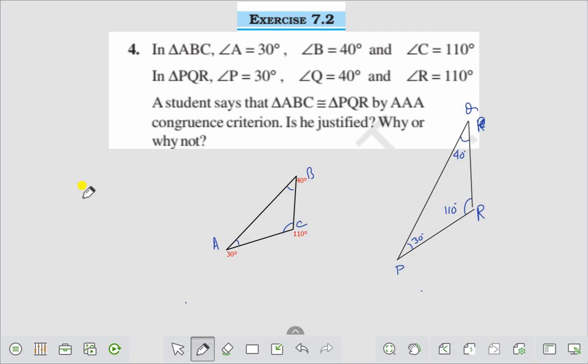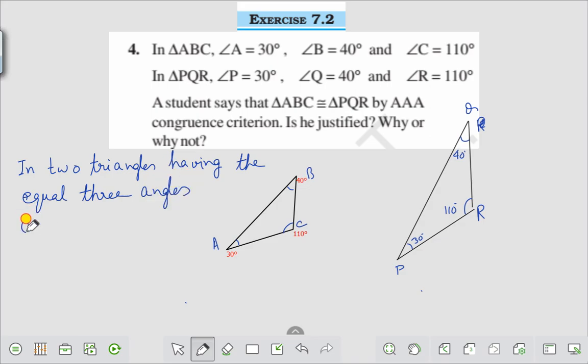Therefore, we cannot say that two triangles having the same three angles, equal three angles, cannot be congruent. Cannot be congruent.